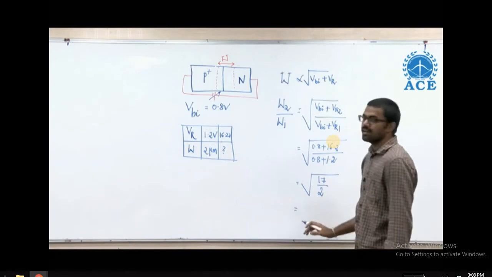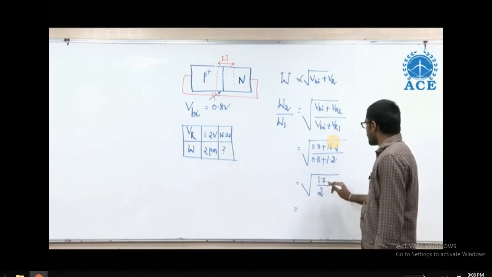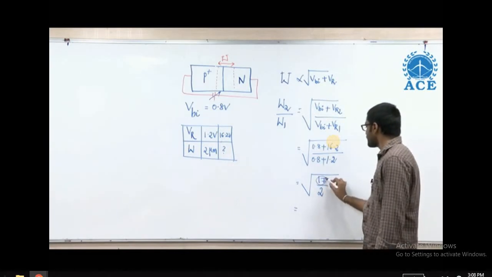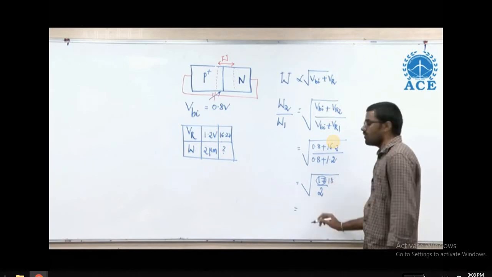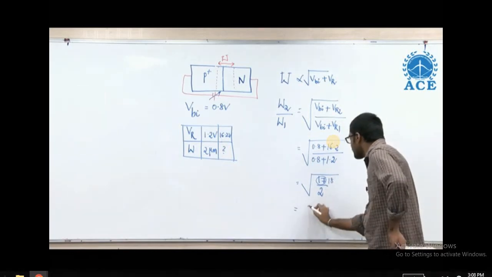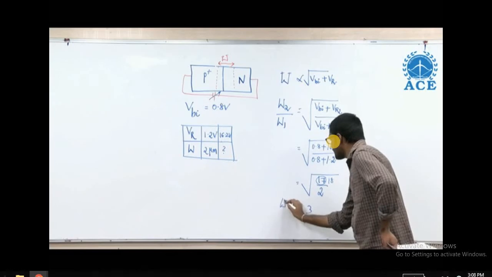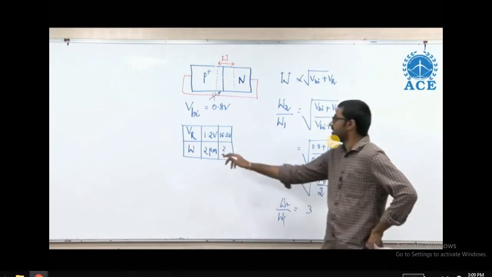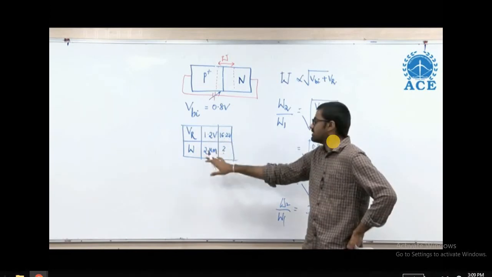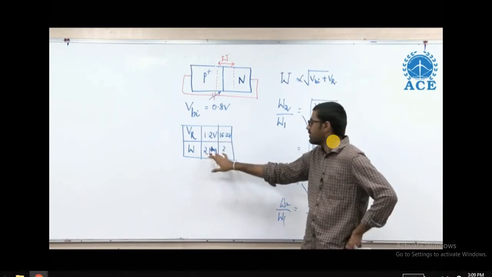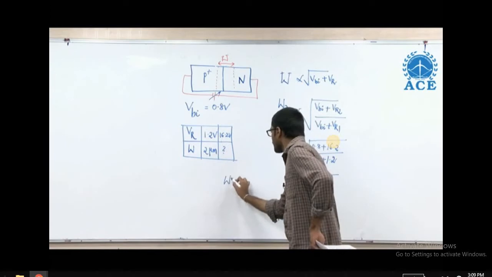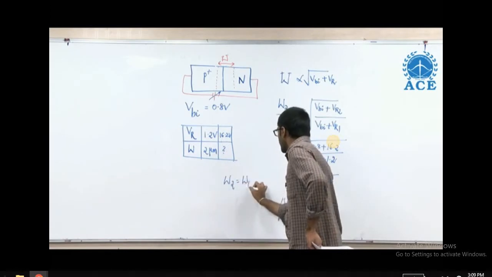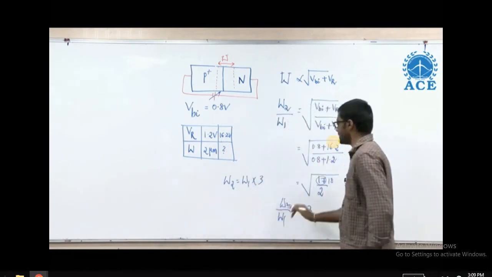Here comes the calculation part. If we can approximate this 17 as 18, we get the square root value is 3, which is nothing but W2 by W1. But in the first case, at 1.2 volts, they have given width of depletion region to be 2 micrometers. So, into 3 from this relationship.